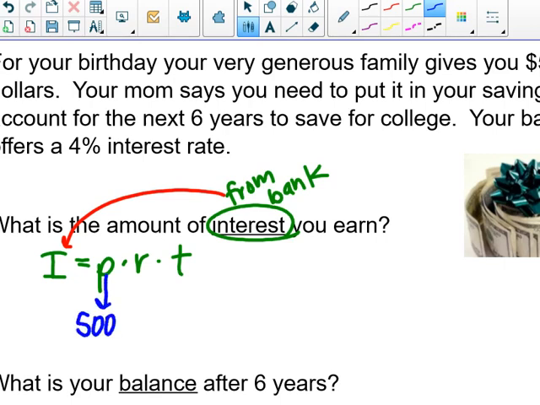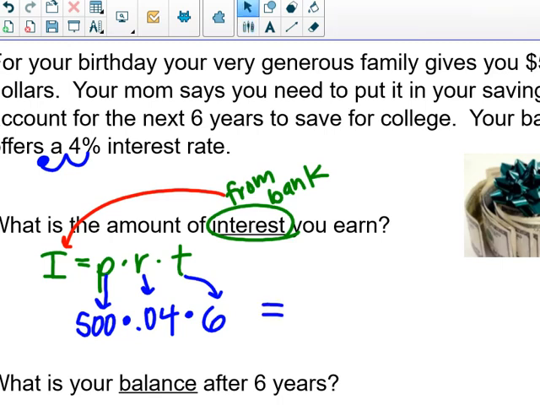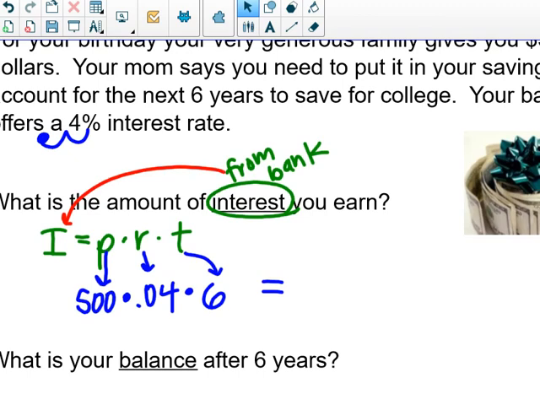$500. Rate is a percent as a decimal. Move left twice. Time in years, 6 years until you are going to some sort of college. Probably need to pause here to give yourself time to work.